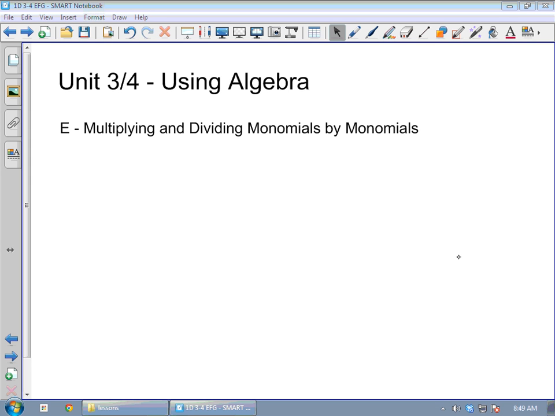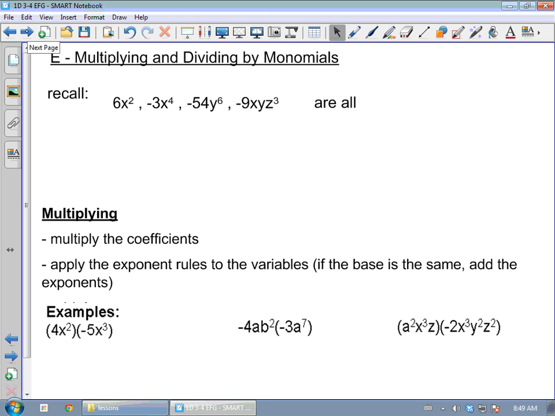This lesson covers some material out of Unit 3-4 using algebra. We're going to take a look at content out of box E, multiplying and dividing monomials by monomials. And the first thing we want to do is refresh our memory on what a monomial is.